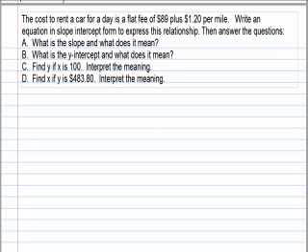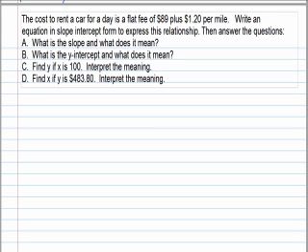Now, when we first started talking about functions, we mentioned that the most common way you run across functions are through verbal descriptions. And this is true with the slope of a line as well. So here's a verbal situation, and we're going to be asked to find the slope and figure out what the slope or rate of change in this particular context means.